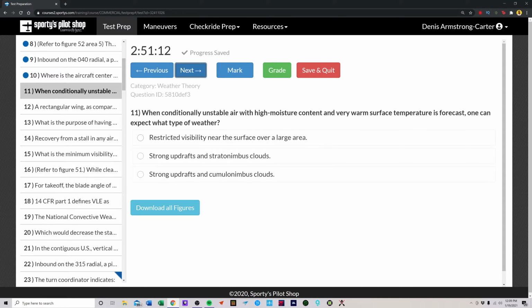What condition? What conditionally unstable air? So unstable air is usually.